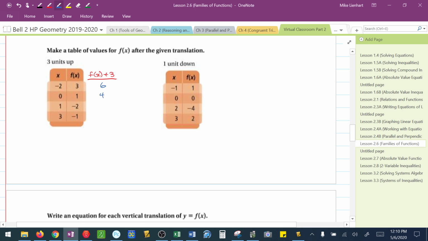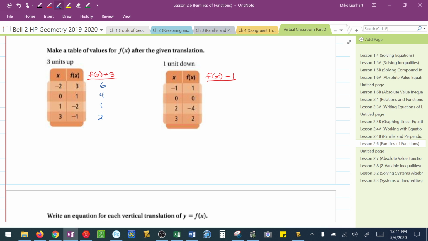We have the point 1, add 3 to negative 2, that gives me 1. We have the point 3, add 3 to negative 2, that gives me 2. So I have all these points, negative 2, 6, 0, 4, 1, 1, and 3, 2, which was a translation of that original function 3 units up. If I go 1 unit down, symbolically that would be saying take the function and go down 1.